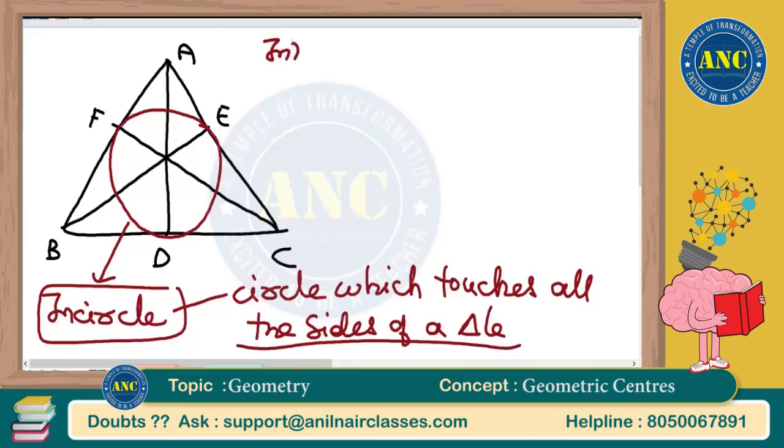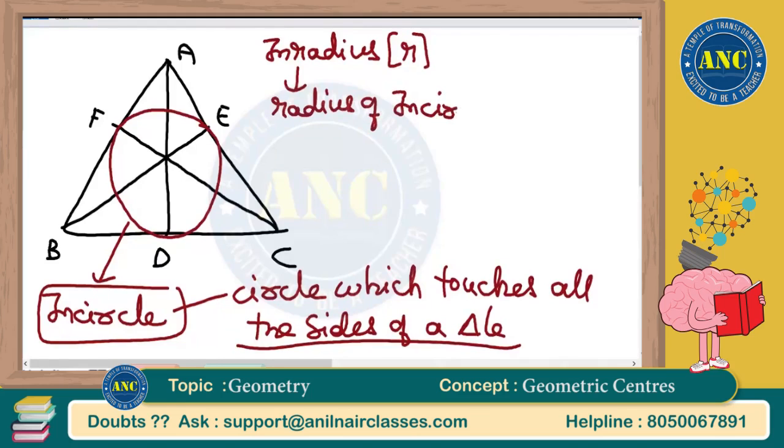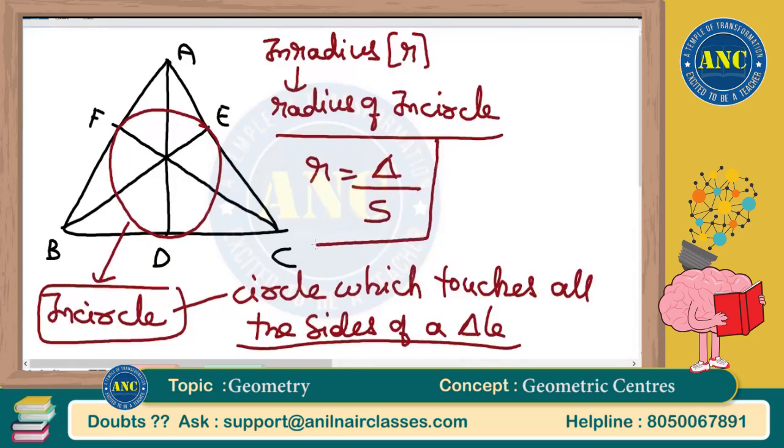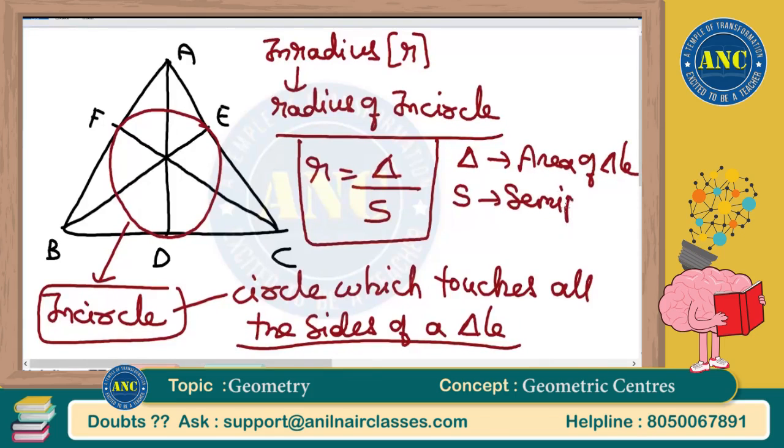The inradius is nothing but the radius of the incircle. The inradius is given by delta by S. Delta is nothing but the area of a triangle. S is nothing but the semi-perimeter.